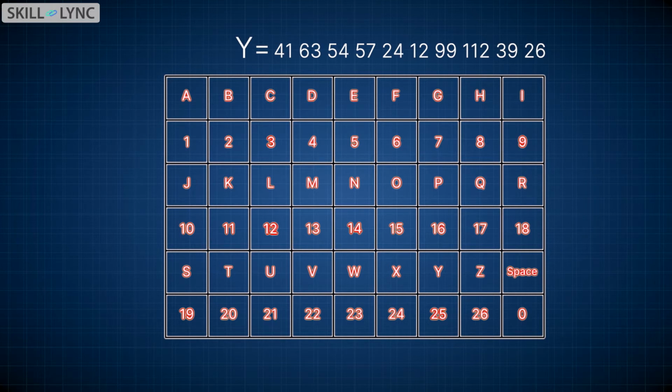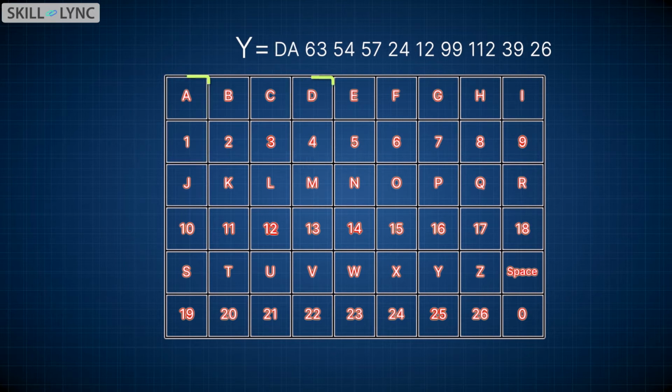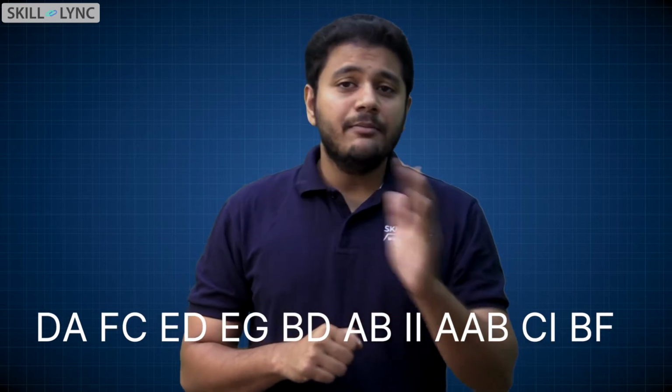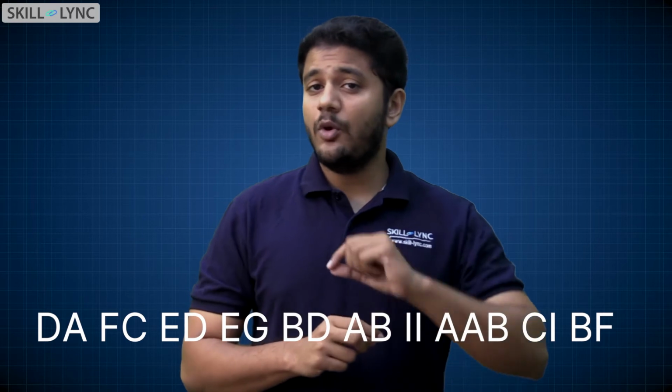To clarify better, the first number in the string is 41. According to the reference map, 4 is D and 1 is A. Hence, I can write 41 as DA. By employing this trick to the whole string, I can rewrite the numbers like shown here. After converting the whole string of numbers into its corresponding letters, I will send these letters to my friend.